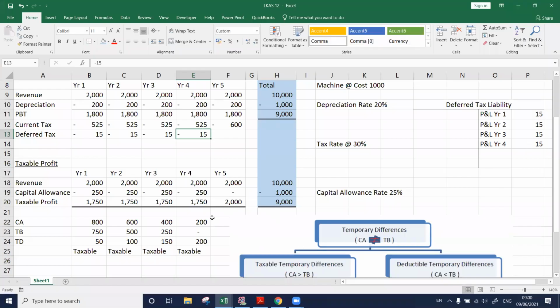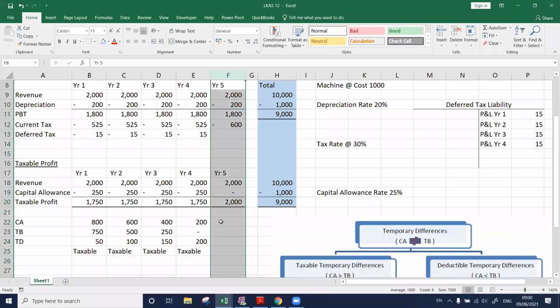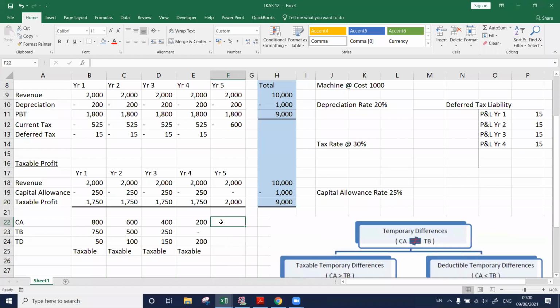Okay. Now, year 5, our last financial year. Now, what is the carrying amount?